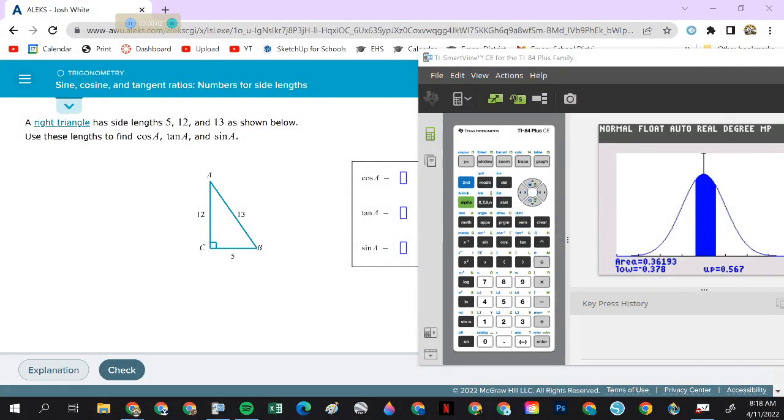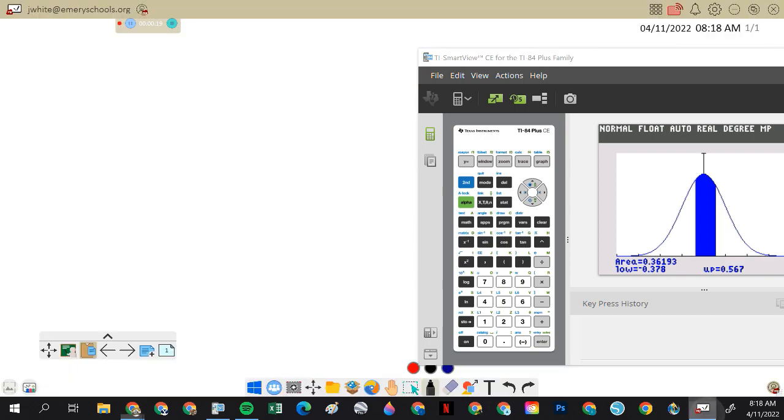We are moving on to 8.1. There is no chapter 7 that we're going to do in ALEKS. So chapter 8 deals with trigonometry. Do you guys remember the mnemonic for sine, cosine, and tangent?